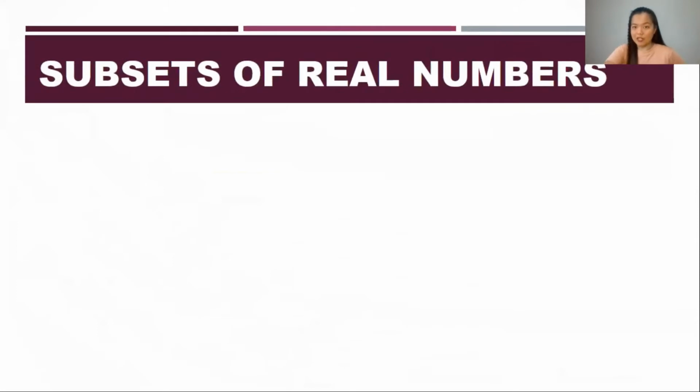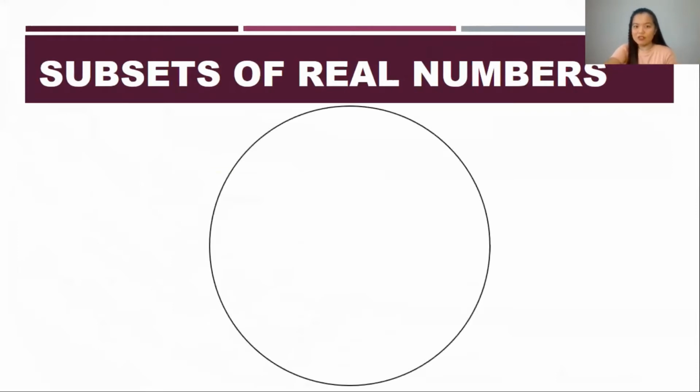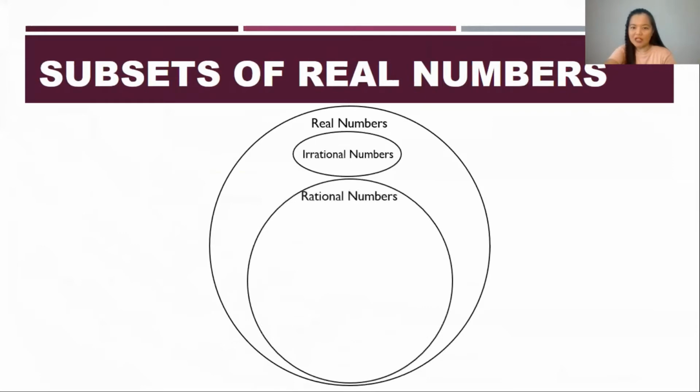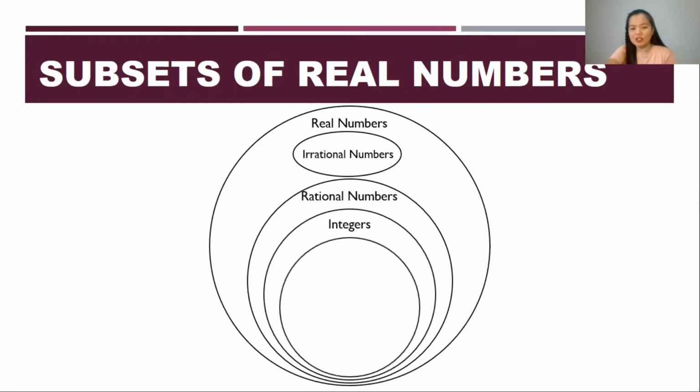So let's illustrate the subsets of real numbers in a Venn diagram. So, yung buong ito ay yung real numbers. Yung real numbers, napapaloob dito yung irrational numbers at rational numbers. Mas malaki yung rational numbers kasi dito tayo magpo-focus at yung irrational numbers wala naman siyang subset. Nakapaloob din dito yung integer. Sa loob din ng integer, nakapaloob yung whole number. At sa whole number, nakapaloob yung natural number.